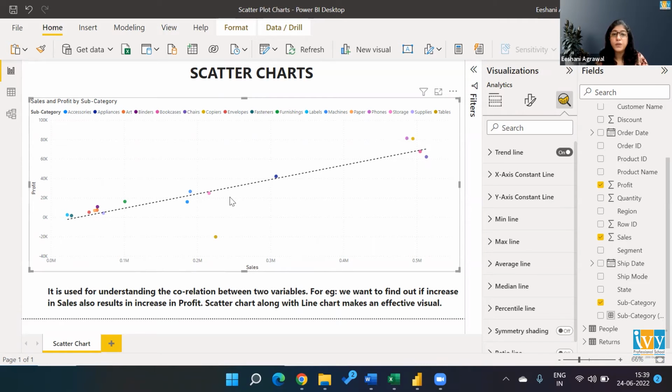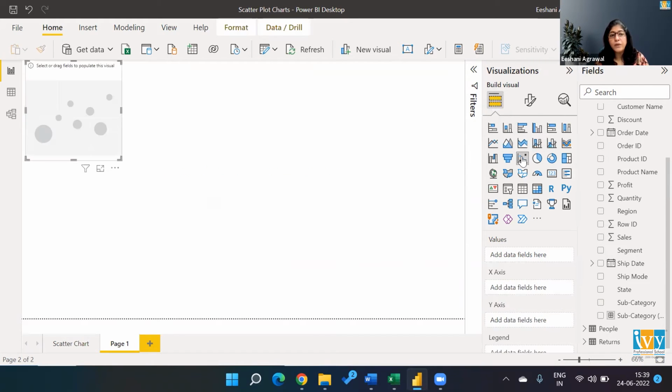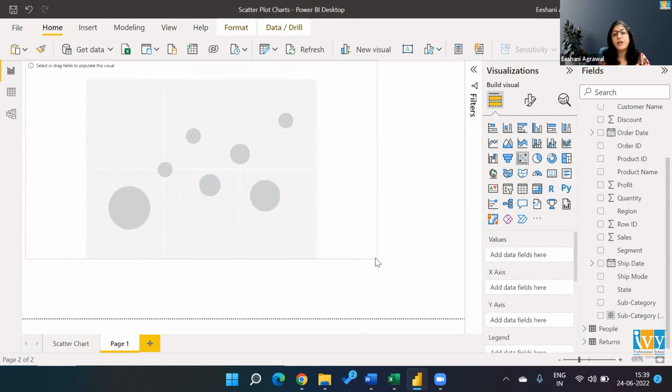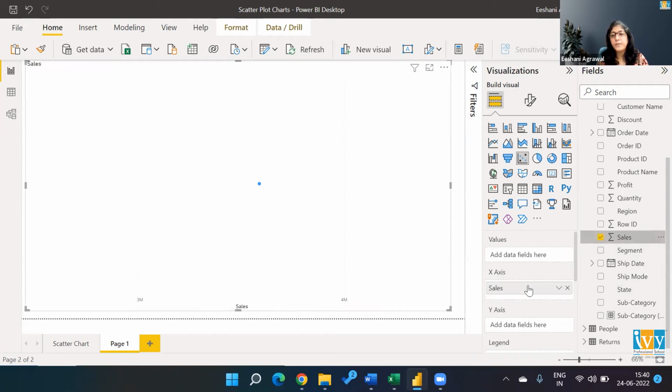Now let's start with the creation of it. So where are the scatter plots? It's kept in the third column, third row. When we create a scatter plot, what you have to remember is, since we are trying to find a relationship between two variables, in the x-axis as well as the y-axis, we need to put a number field. So in the x-axis, in the example that you saw, I had put sales. So I'll pick sales, put it in the x-axis. And I wanted to find its relationship with profit. So the profit will go in the y-axis.